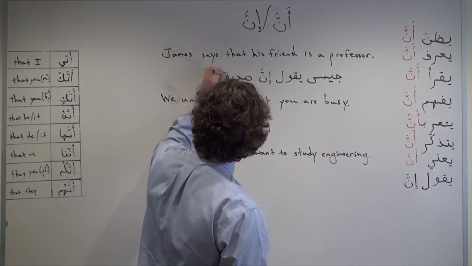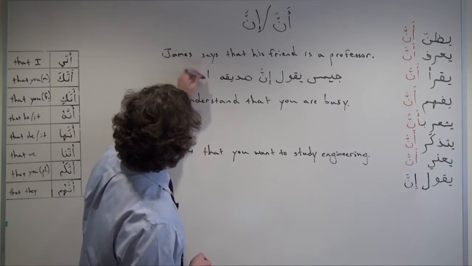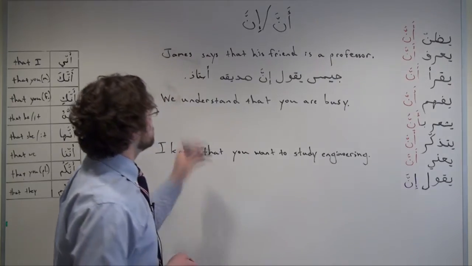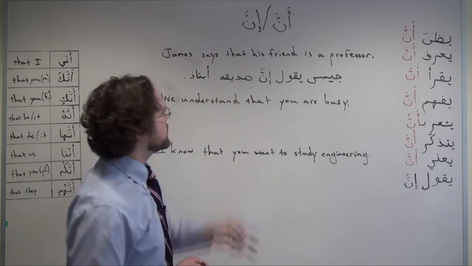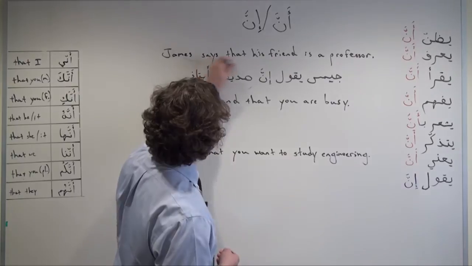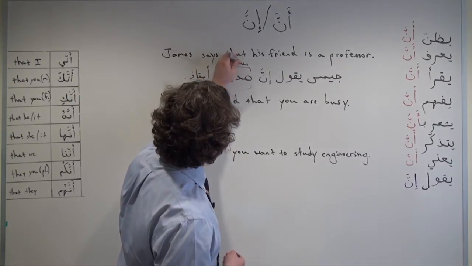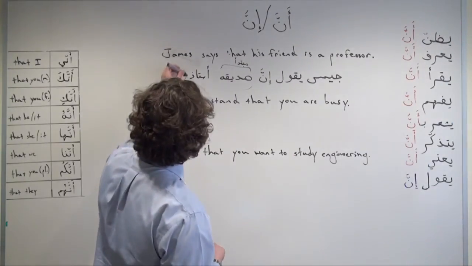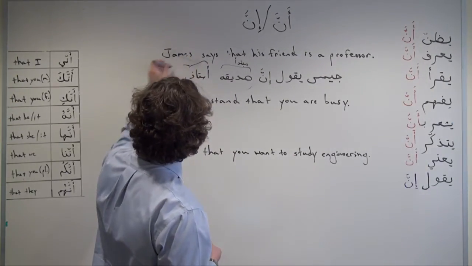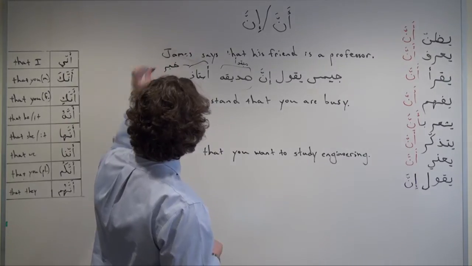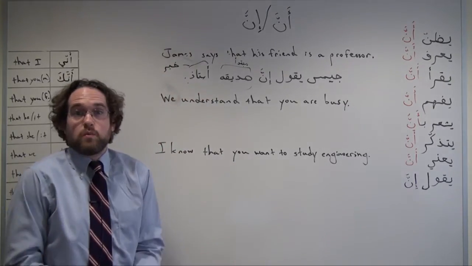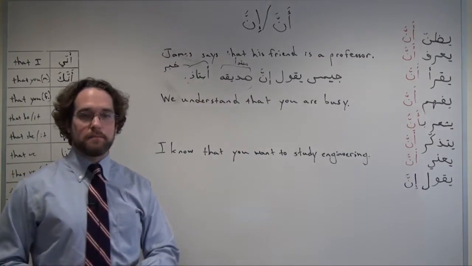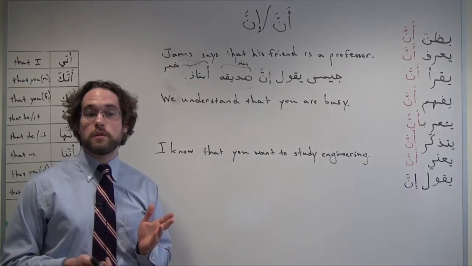صديقه أستاذ. So now we have a complete jumla ismiya. صديقه is our mubtada, right? The subject of our jumla ismiya, and أستاذ is the khabar, the information. Who is he? What is he? Why do we care? هو أستاذ. صديقه أستاذ.